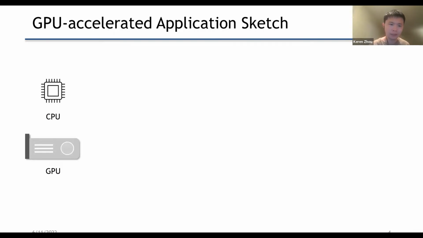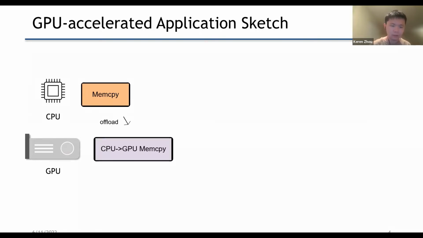Before diving into specific analysis for GPU-accelerated applications, I'd like to give you a sketch of how GPU execution is scheduled using the CPU. Unlike CPU programs, GPU programs are not directly scheduled by the CPUs. Instead, the CPU has to issue commands to the GPU to let it offload work from the CPU to the GPU. Let's get started with a memcopy command. After issuing this command, the GPU will receive a task to copy memory from the CPU to the GPU.